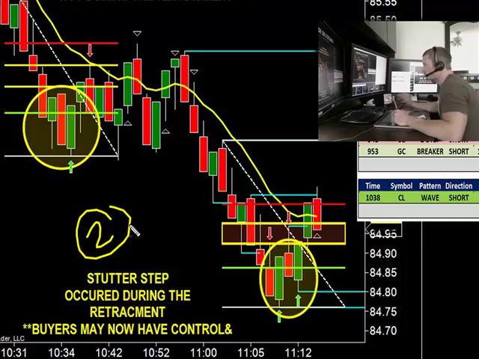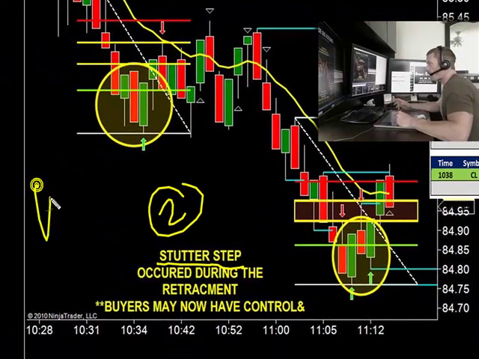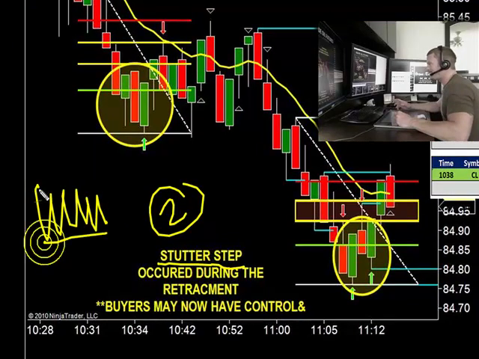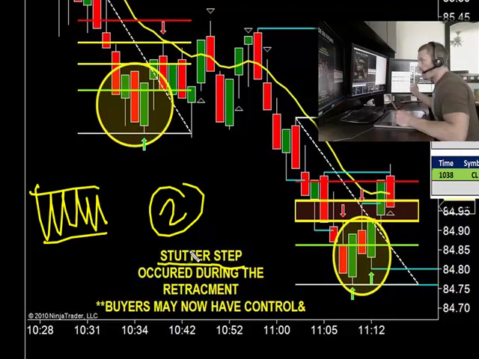The differences between the stutter step pattern. Now, we call this the stutter step pattern. What is a stutter step pattern? A stutter step pattern is nothing more than a choppy, right, inconsistent price action pattern. Up, down, red candle, green candle, red candle, green candle. So on the stutter step pattern, there's a big difference between the stutter step on the way down or the stutter step retracing off the lows.